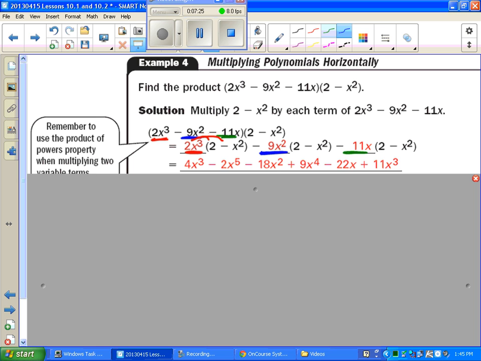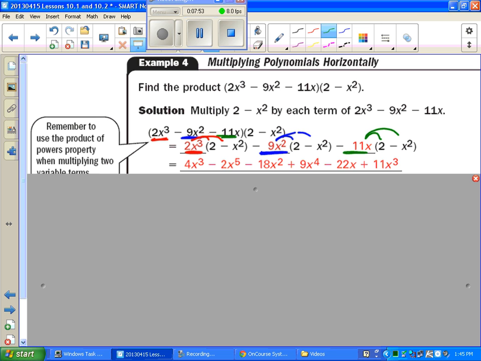For this second one here, negative 9x squared times 2 is negative 18x squared, and negative 9x squared times negative x squared is going to be negative times negative is going to be a positive 9. X to the 2 plus 2 is x to the fourth. The last one is multiplying negative 11x times both terms. Negative 11x times 2 is negative 22x, and negative 11x times negative x squared, a negative times a negative is a positive 11. X to the 1 plus 2 is x to the third.